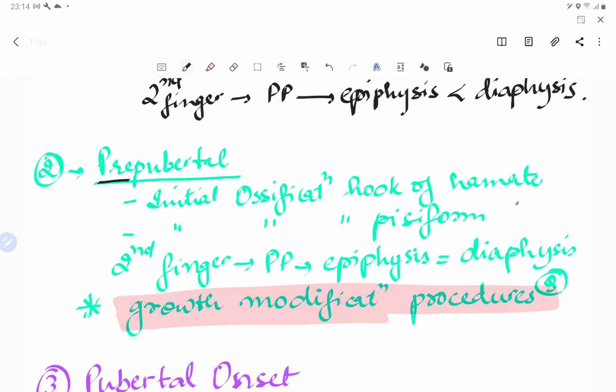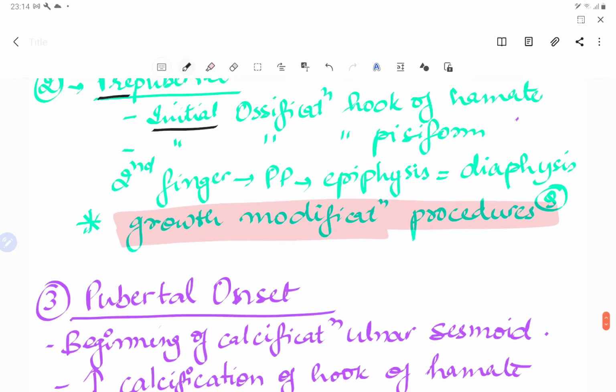So pre word is there. Remember initial ossification of the hook of hamate and pisiform, and also the proximal phalanx of the second finger epiphysis is equal to diaphysis. Talking about pubertal growth spurt, there is beginning pubertal onset.